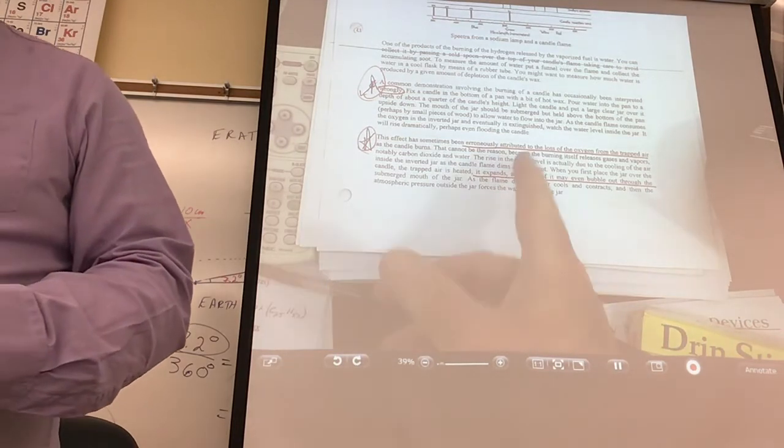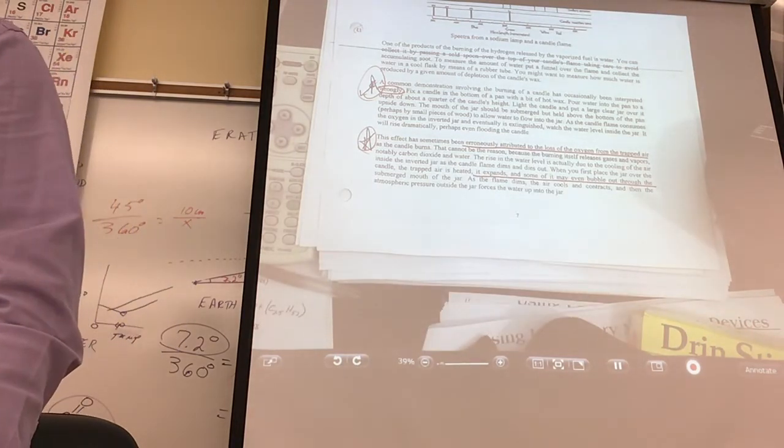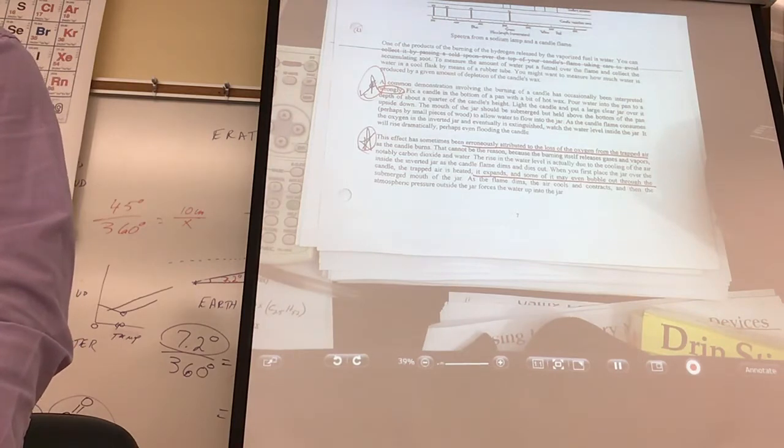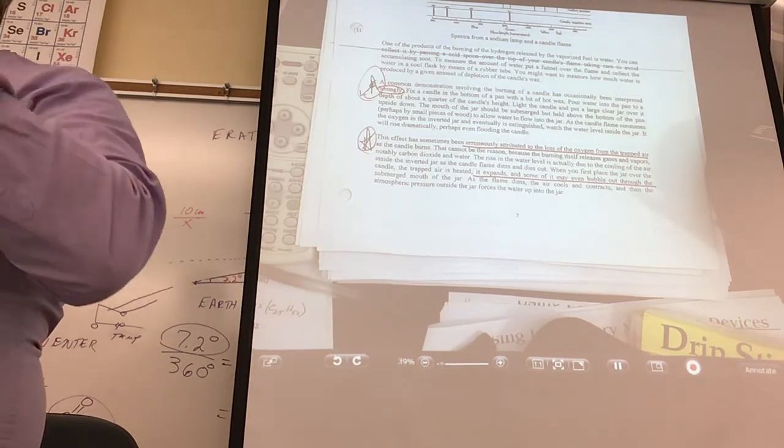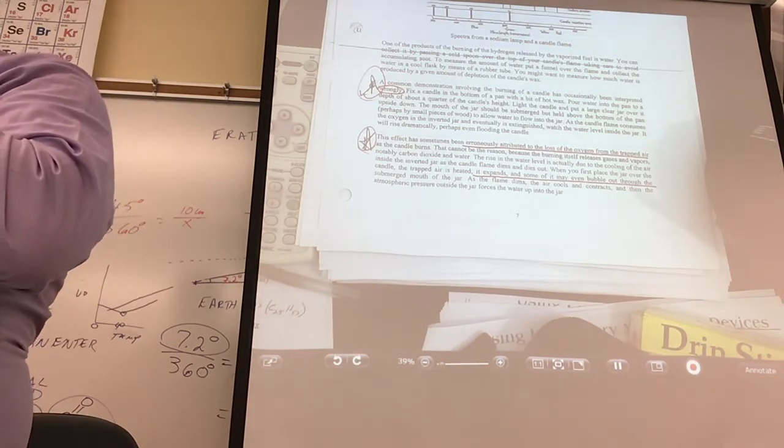So that's what this article was saying. It says the effects have sometimes been erroneously attributed to the loss of oxygen. Until I read this about 30 years ago, I had explained it that way.